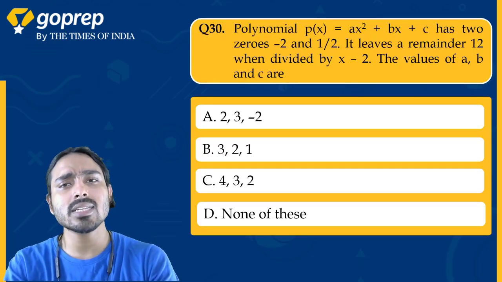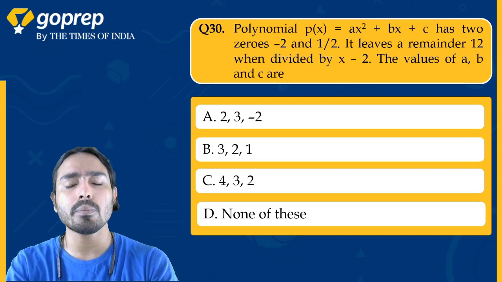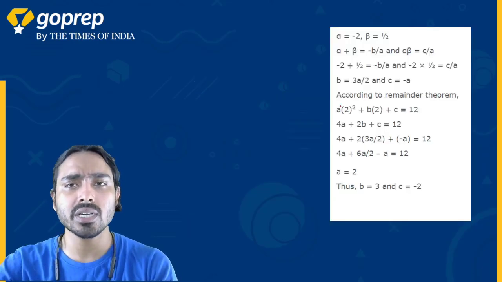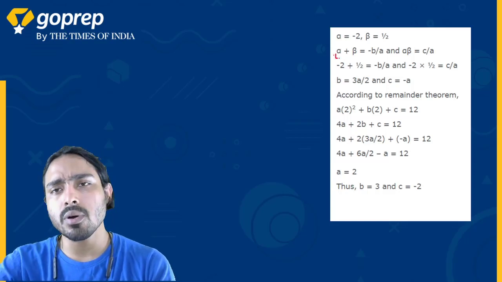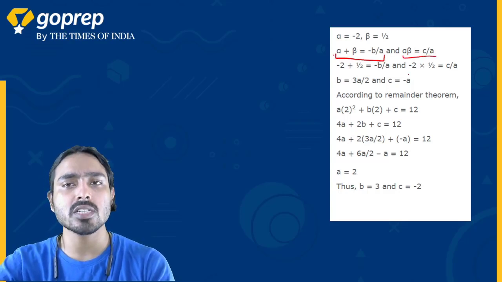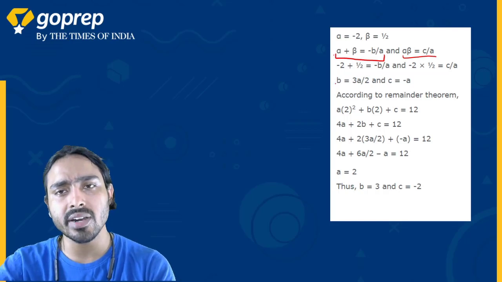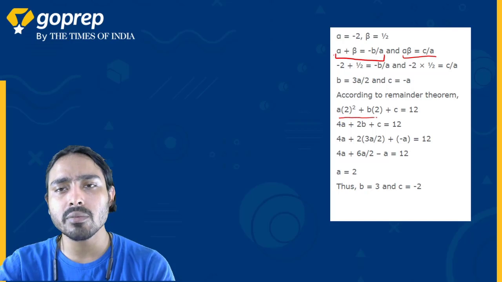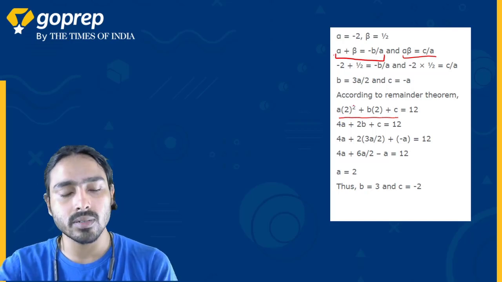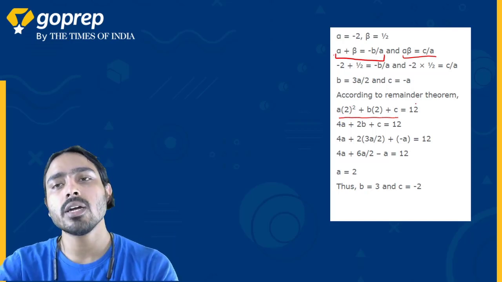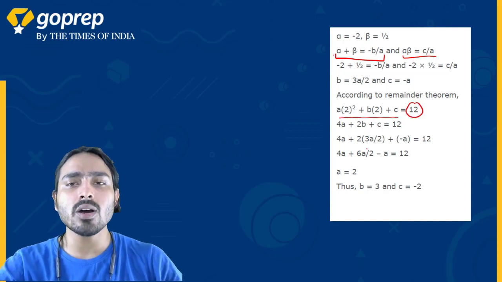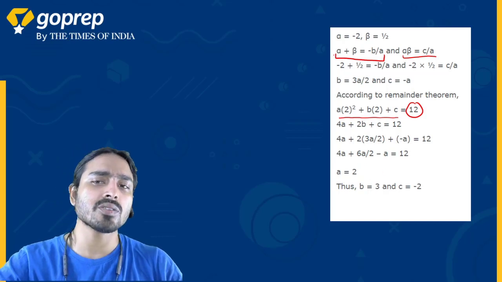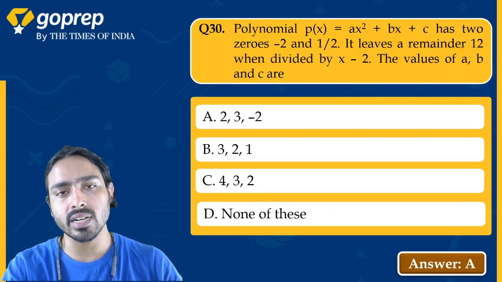In this case also, it is the combination of the remainder theorem, and you have to apply zeros as well, right? So try to solve this out. It is a simple question based on calculation. You know the sum of roots is minus b upon a, the product of roots is c upon a. You know the roots, so you can find out b and c in terms of a. Now according to the remainder theorem, you apply it, interchange x with 2, and you will get 12 as the remainder, right? So we will solve it out and change everything, b and c, with a. You will get a is equal to 2, b is equal to 3, and c is equal to minus 2. You can solve it like that. A is the right answer.